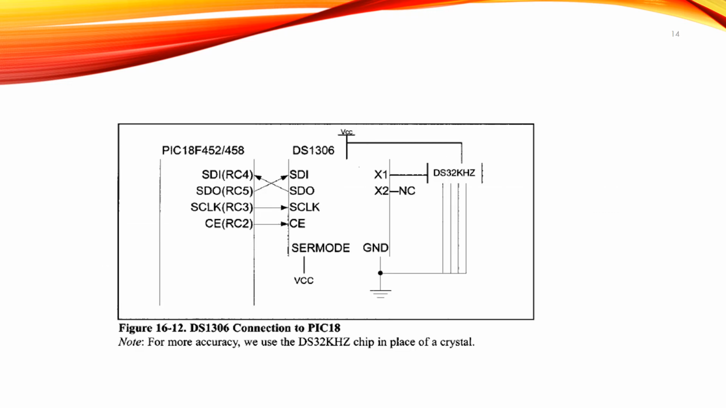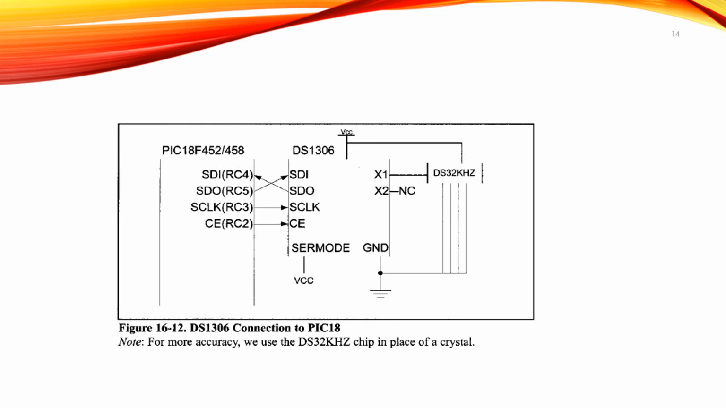Now this is the interfacing which we have to do. In general we have SDI, SDO, and SCLK. These 3 pins play a role. The SERMODE pin we have to connect to VCC. It supports both SPI and 3-wire modes. When we select SPI mode by connecting the SERMODE pin to VCC; if it is ground, then it is 3-wire mode. Here we will be using SPI mode.